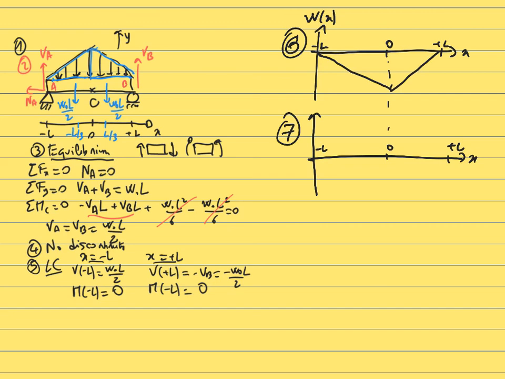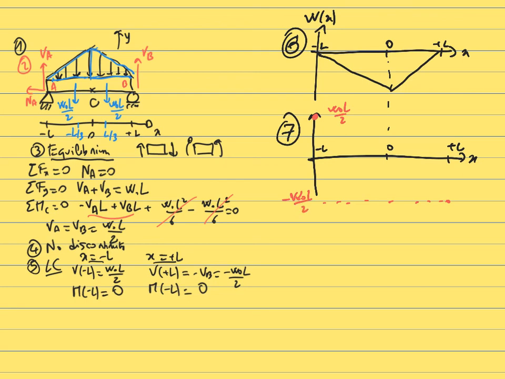So in this case, let's start with what we know, which the first thing that we should always put are the limit conditions. We know that at x equal minus L, the internal shear will be equal to W naught L over 2. And same thing at x equal plus L, the internal shear will become negative and will be equal to minus W naught L over 2.